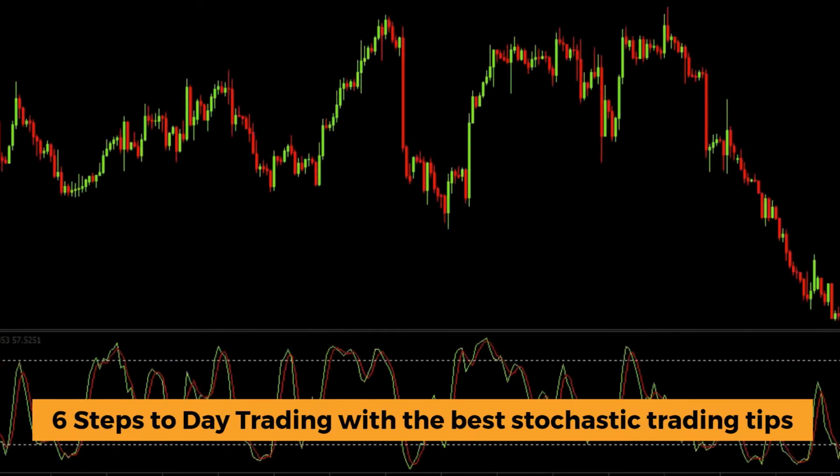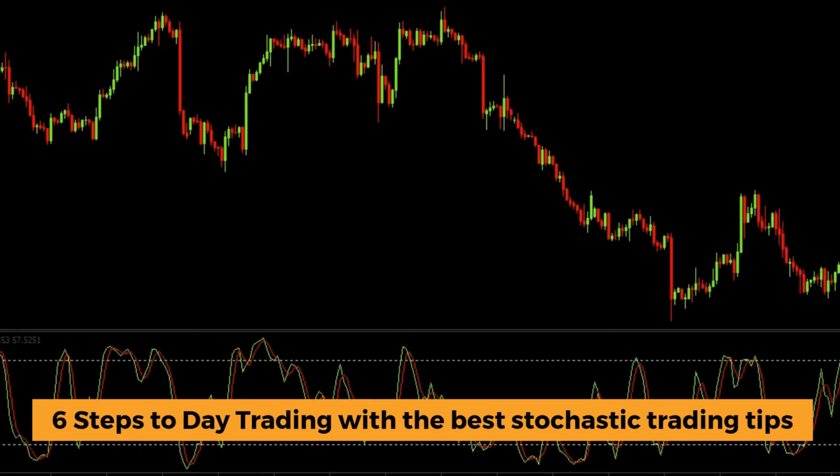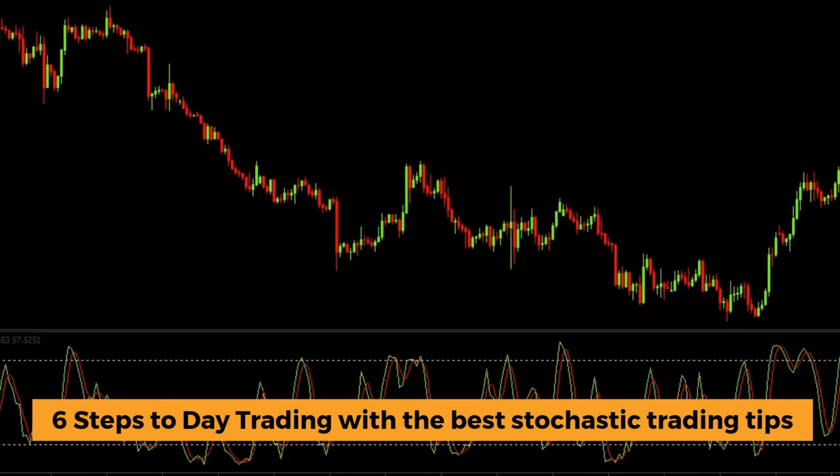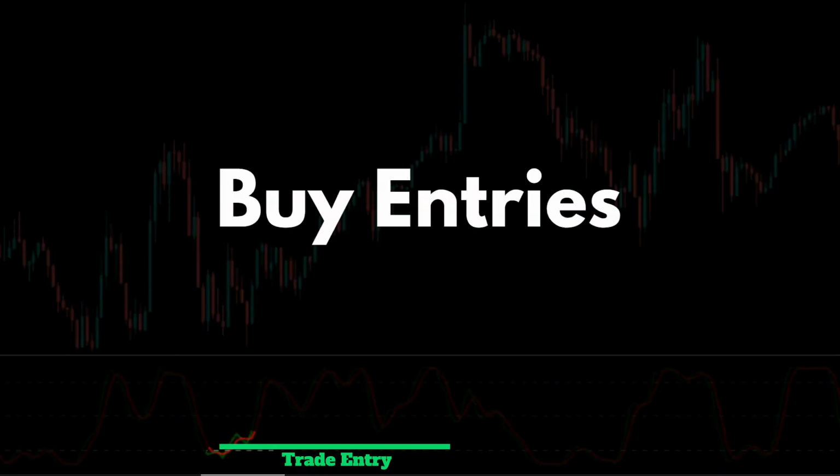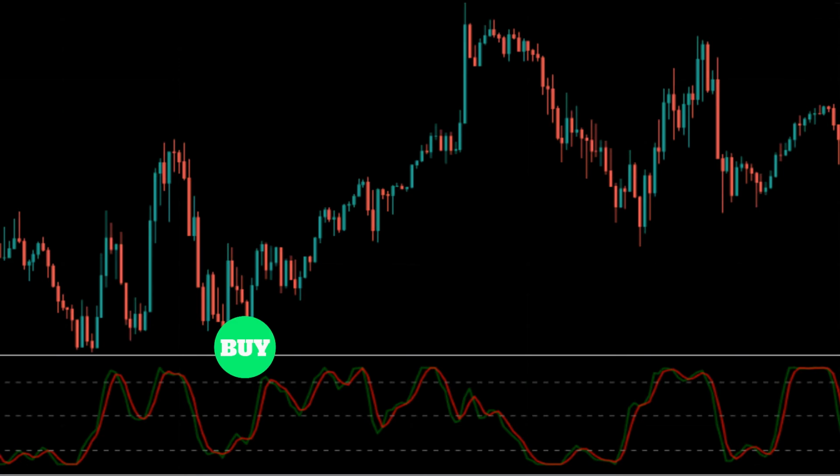6 steps to day trading with the best stochastic trading tips. Step 1. Check the timeline and make sure the stochastic indicator is below the 20 line and the %K line is above the %D line. We are trading on the same day, but with more time and thought. This is an important part of our strategy because we only want to invest in the direction of the higher time frames.